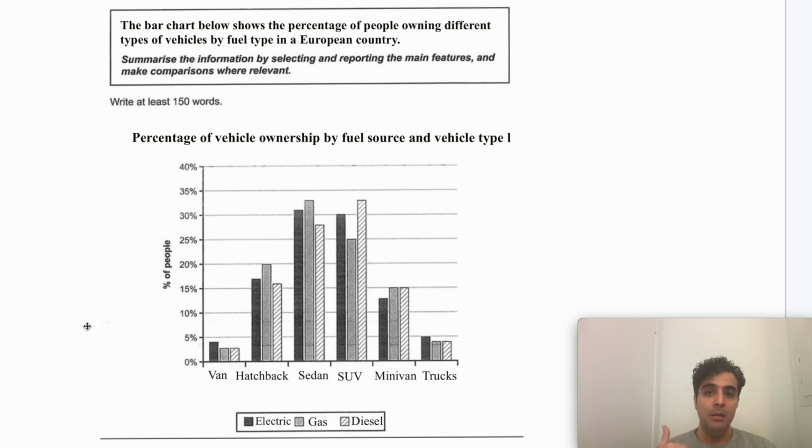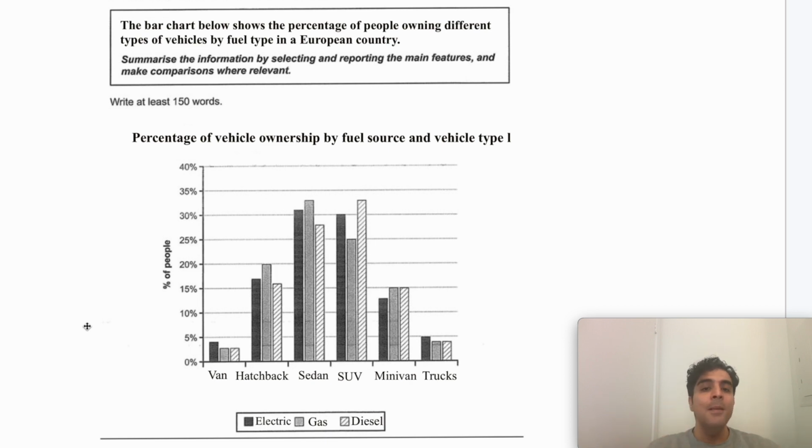Well, I have electric vans, electric hatchbacks, electric sedans, electric SUVs, electric minivans, and electric trucks. I cannot write 6 sentences. So what am I going to do instead? Well, in the electric category, I'm only going to mention the highest and the lowest percentage, right? So I can say the highest percentage of electric cars owned were in the sedan category, right? And the smallest percentage of electric vehicles belonged to the van category.